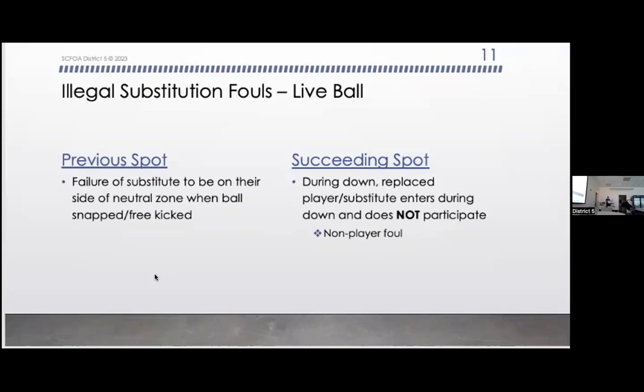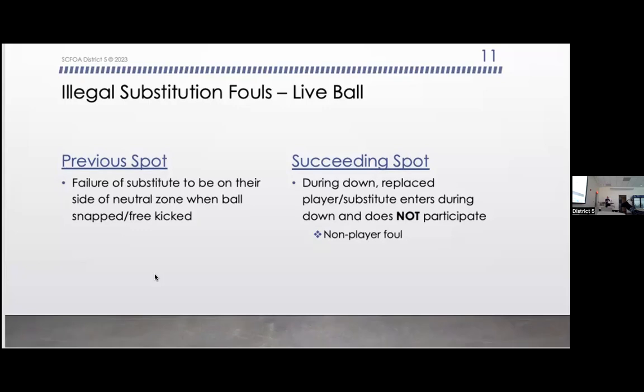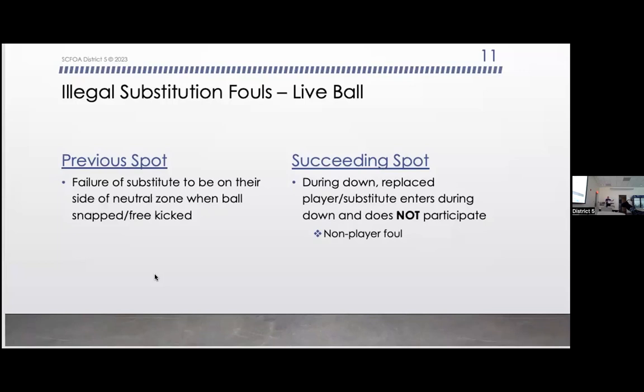So, illegal substitution, live ball foul, so there's two spots, alright? There's a previous spot, which is a failure of a substitute to be on their side of the neutral zone when the ball is snapped on a free kick, okay? There's a succeeding spot, which is when a replaced player or substitute enters during the down and does not participate. So in that previous example, we're not gonna know if he entered during the down or not. But to get that far, he didn't enter during the down. He just didn't get to where he needed to be considered a player, thus the previous spot enforcement, and not the succeeding spot.